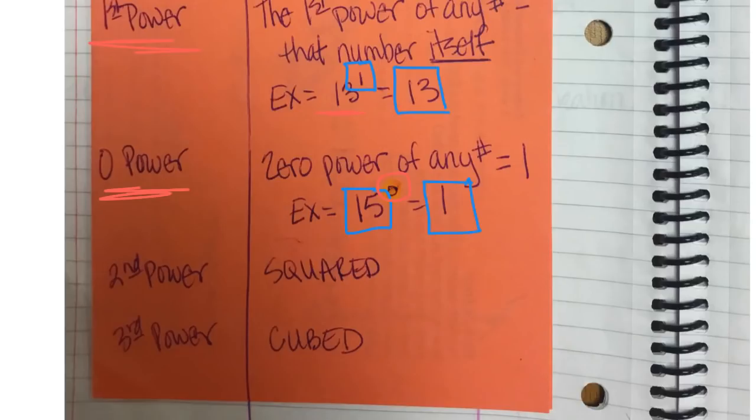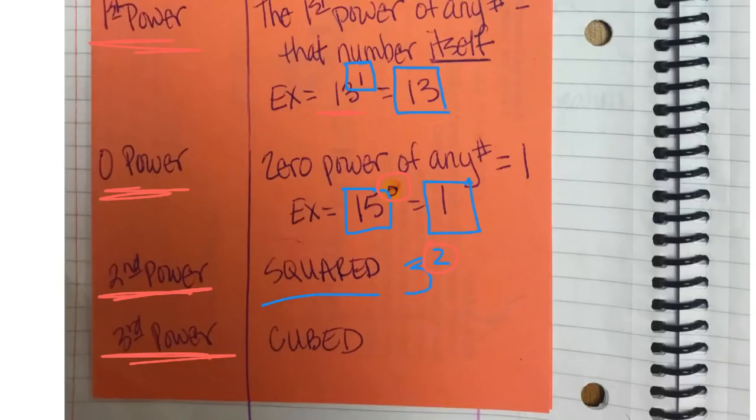Okay, then second power and third power. Second power, that just means we always call that squared. So over here, if I were to write 3 to the second power, we also call that 3 squared. So if you hear me say that, that just means that my power up here is a 2. Same thing for third power.